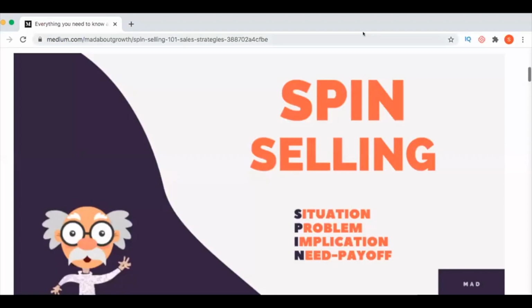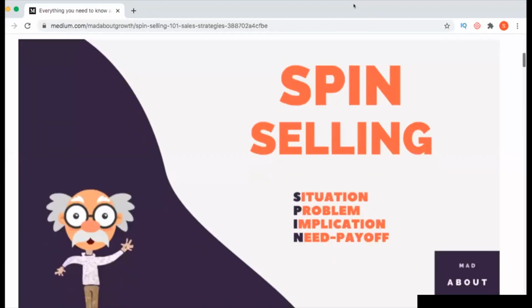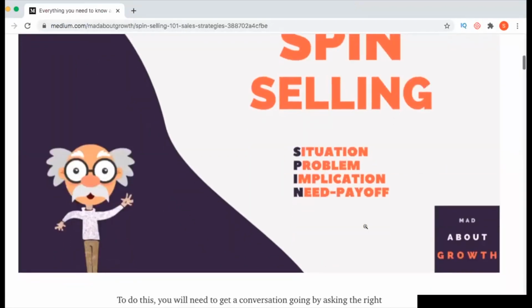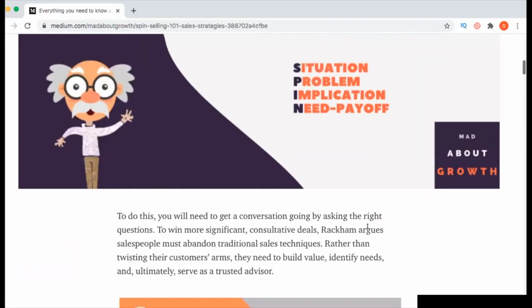Just try and give a little bit more insight into spin selling. So spin selling is basically, as Suman told us, trying to understand the problem. It's broken down into four different parts: situation, problem, implication, and the need payoff.